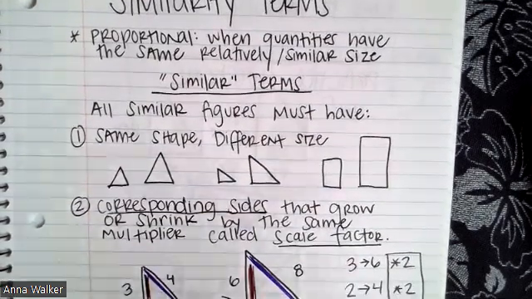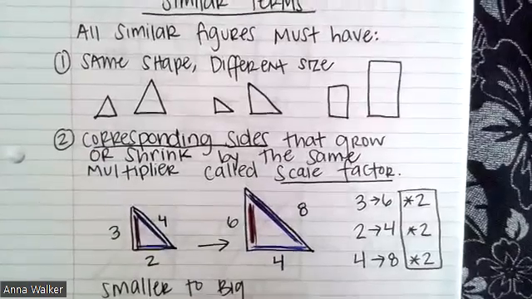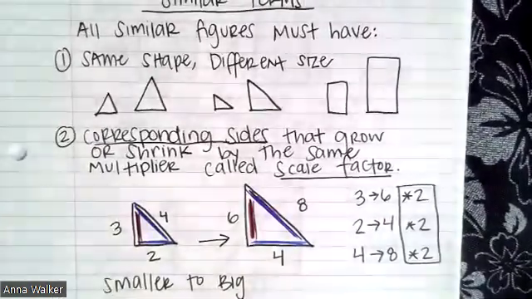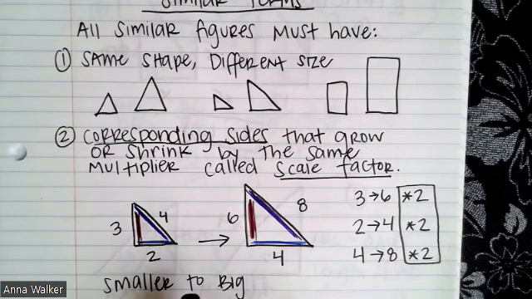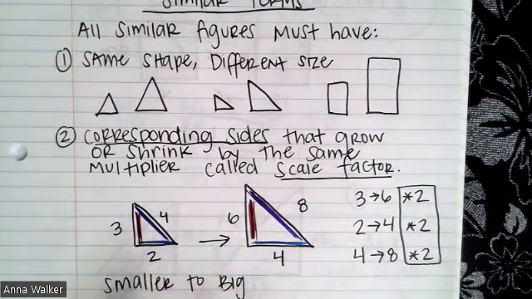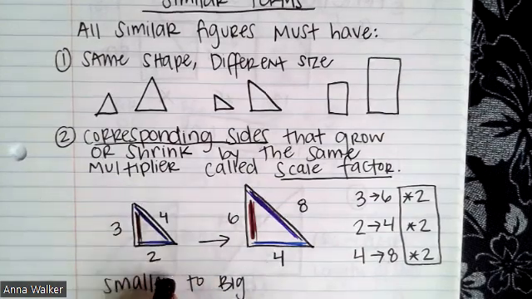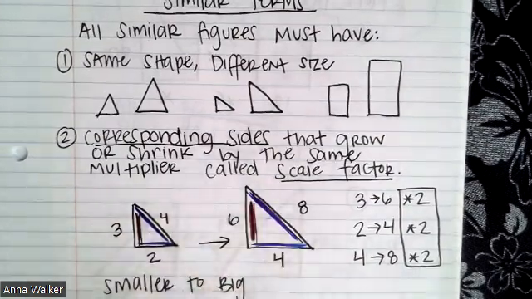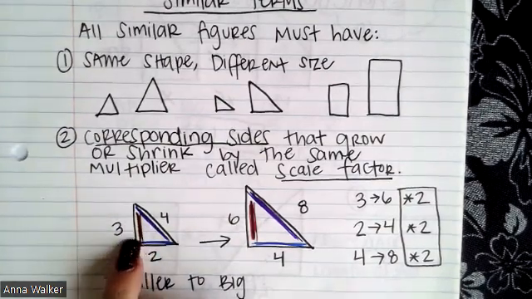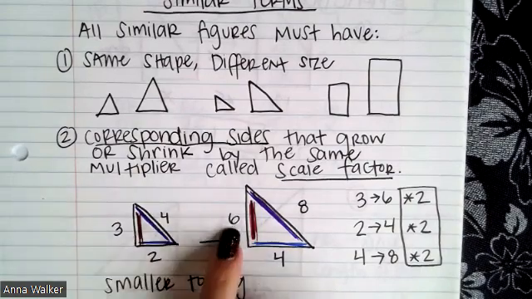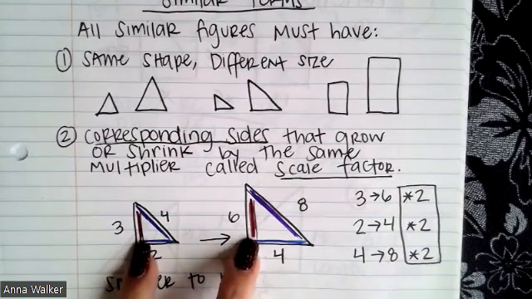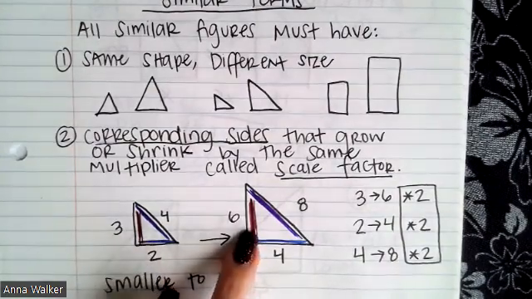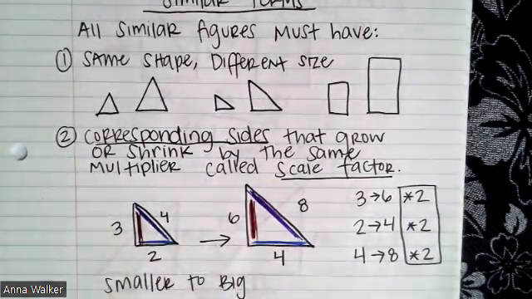The second thing is they need to have corresponding sides that grow or shrink by the same multiplier, which is called the scale factor. So I have drawn two right triangles and I have labeled their sides. This one has a 3, 4, and 2 side. This one has a 6, 8, and a 4 side. I color coded them. So this side of 3 corresponds to this side of 6. This is the same side of the triangle, just the smaller version and the bigger version of the triangle. And then same with the other two sides.